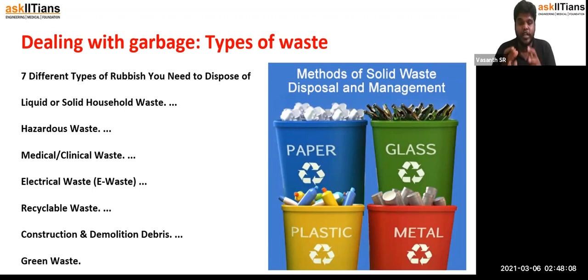There are 7 different types of garbage that you need to dispose of, which include liquid or solid household waste, hazardous waste, medical and clinical waste, electrical waste, recyclable waste, construction and demolition debris, and green waste. These are categorized so that it will be easy for disposal. In our day-to-day life, whatever garbage we accumulate at home has to be segregated this way and then delivered to the disposal people. But we don't do that in the rush hour of our life.